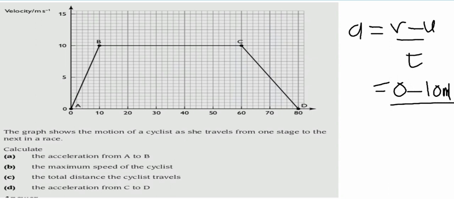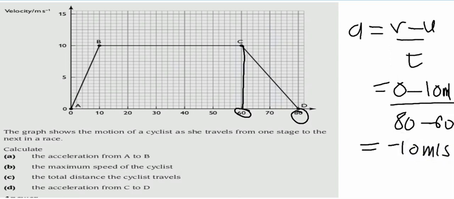She started decreasing her speed from C, and the time was 60 up to D, where the time is 80. So we need to say 80 minus 60. From there, we say 0 minus 10 meters per second, so we are going to get negative 10 meters per second divided by 80 minus 60, which is 20 seconds.